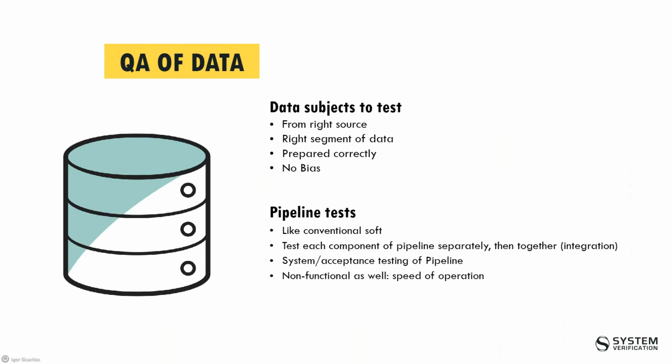Now, back to the pipeline tests. It's just conventional software basically, so we can test it the way we would usually test. We test the components by themselves, because the pipeline is frequently comprised of a few transformations of the data, one by one, and each of those should be tested separately. Then we test it together in system or acceptance tests, and of course we need to take into account the non-functional aspects of that.